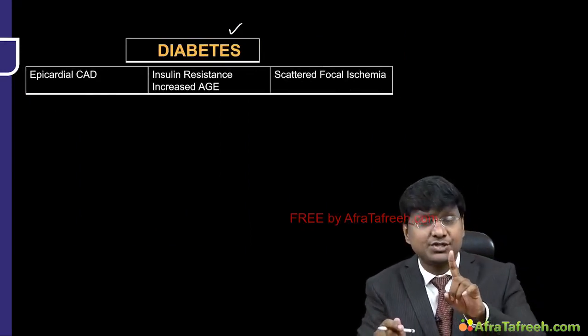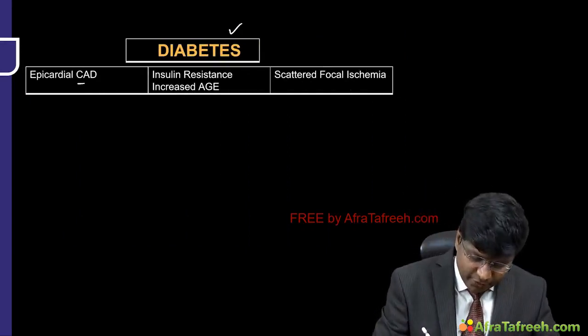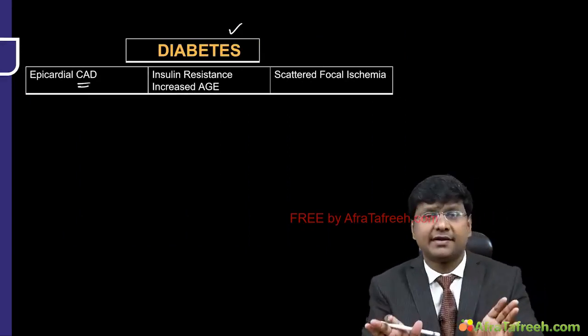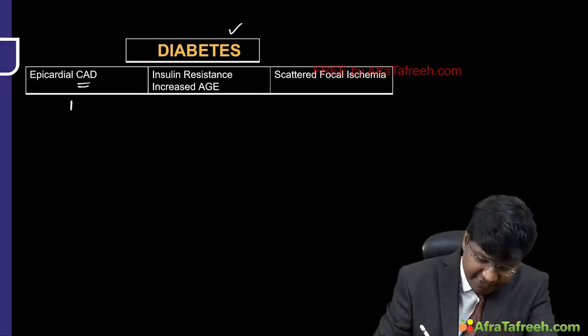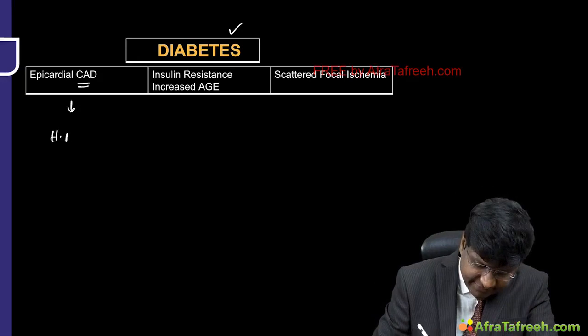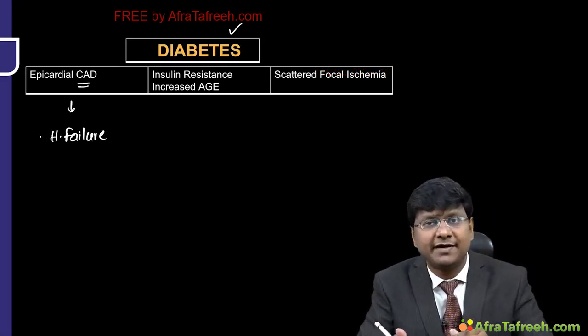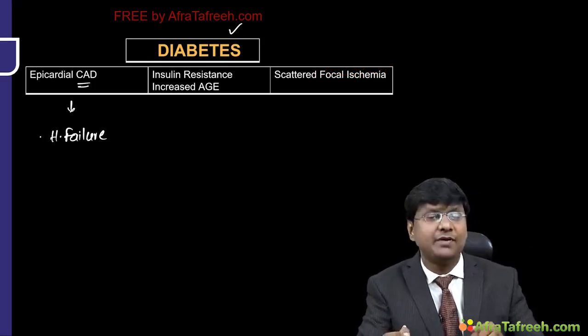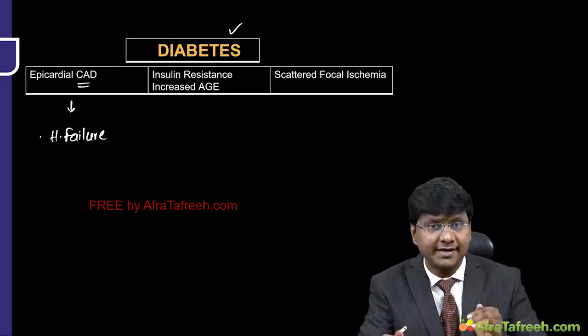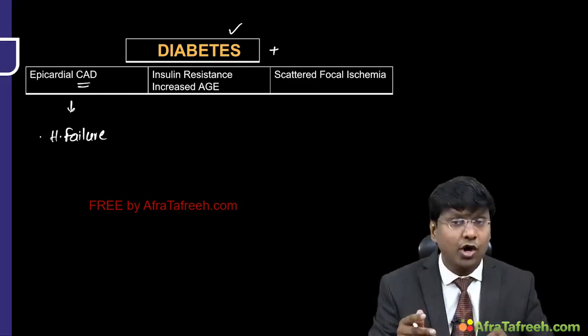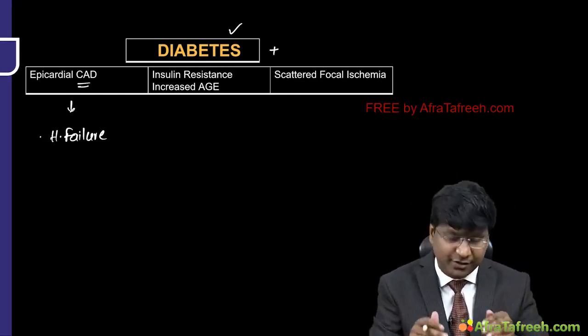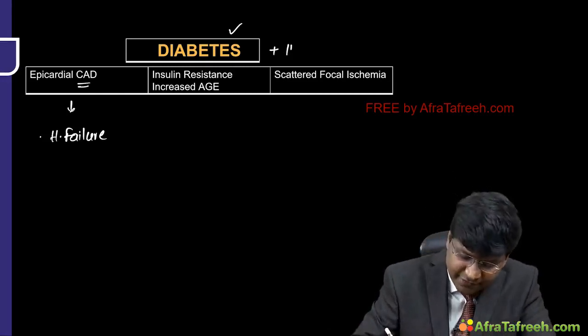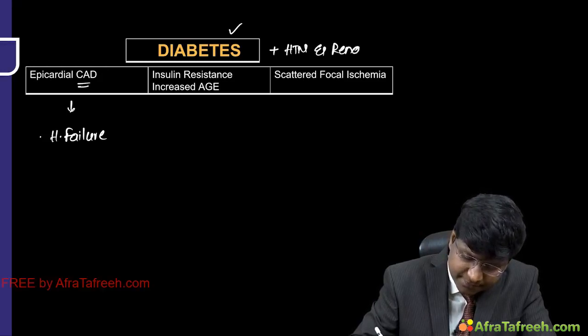Now these patients with diabetes mellitus, they develop what is called epicardial coronary artery disease. And because of this epicardial coronary artery disease, they develop heart failure. So basically, diabetes mellitus is a very important risk factor for the development of atherosclerosis, and that can cause epicardial coronary artery disease, and that will make the individual develop heart failure, right? And along with diabetes, what could be the accompanying risk factors for the development of heart failure? The accompanying risk factors include hypertension as well as renal dysfunction.